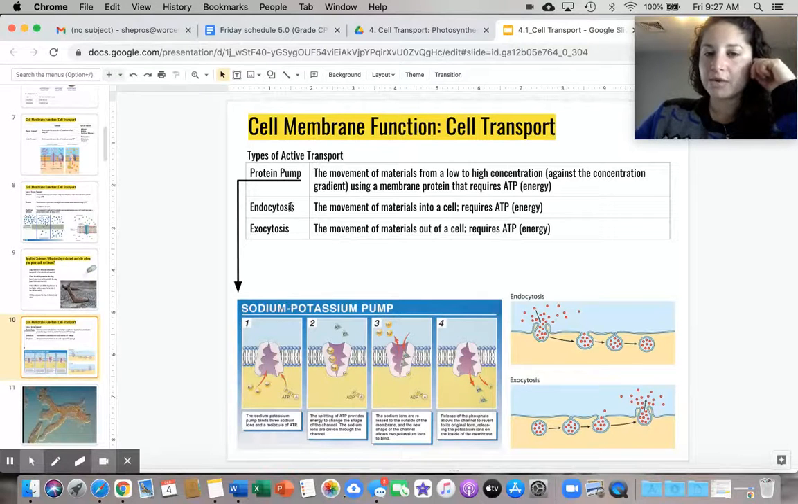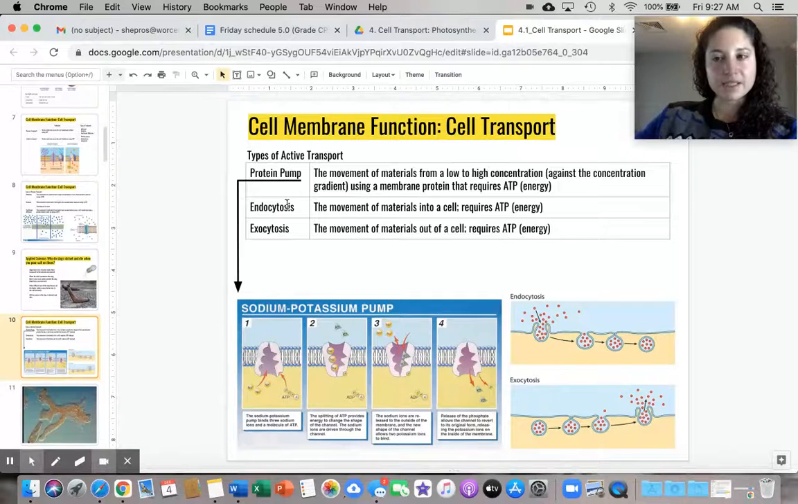So endocytosis is moving materials into the cell. This does require ATP because it's active transport. Exocytosis is moving things out of the cell or exiting the cell. Again, requires ATP because this is active transport.